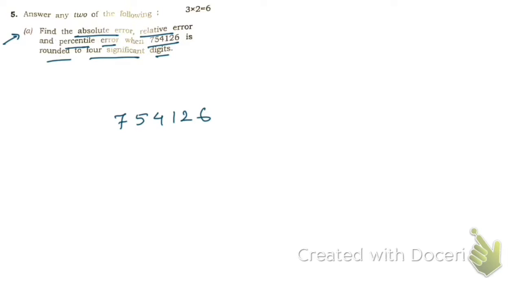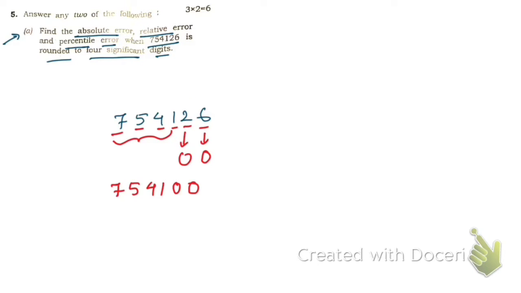What do we mean by significant digits? In a number, all the non-zero digits are significant. In order to round off to 4 significant figures, we have to keep only 4 significant figures. Here how many digits are there? 1, 2, 3, 4, 5, 6. There are 6 figures, so we keep only 4 significant figures from the left hand side, then we make the other two 0. So we round it this way: 754100.